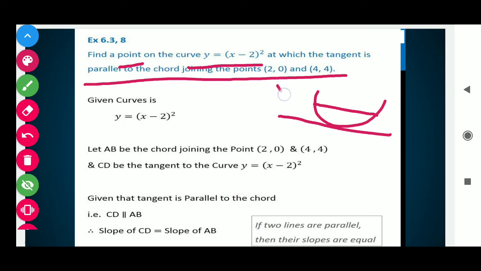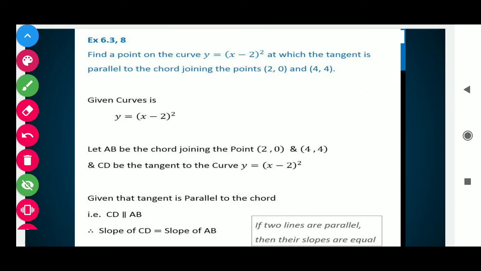So the first point is this one, (2, 0), and (4, 4) is this point. Students, you can see these two lines will be parallel. That means the slope of the tangent is equal to the slope of this line. But students, in the 11th class you have studied how to find the slope. If 2 points are given, then we use the slope formula: y2 minus y1 over x2 minus x1. So students, let's start with the same rule.